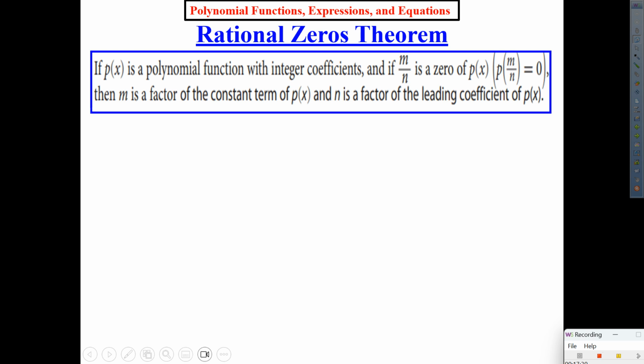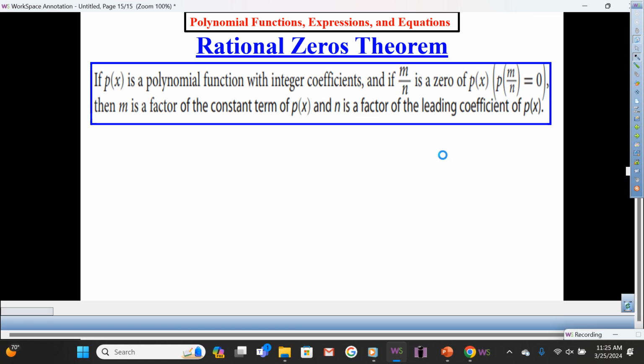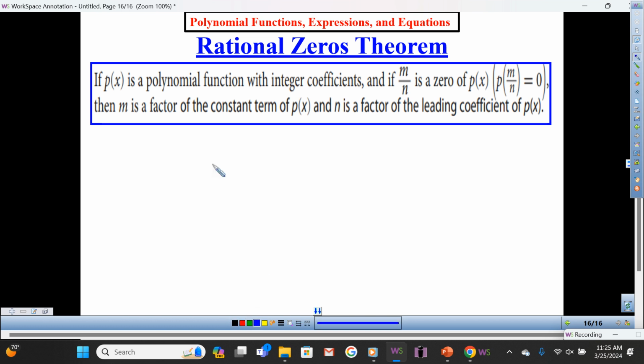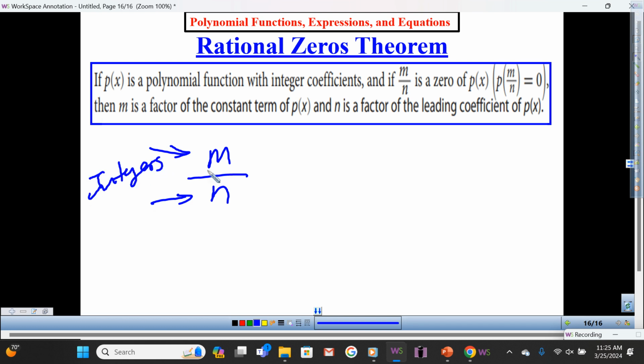I know, that's why I said don't copy it. Let me tell you what it means. What it means is that you are going to be able to write a fraction, m over n, where m and n are integers. However, m is the constant, or the number at the end of a polynomial, and n is the LC.